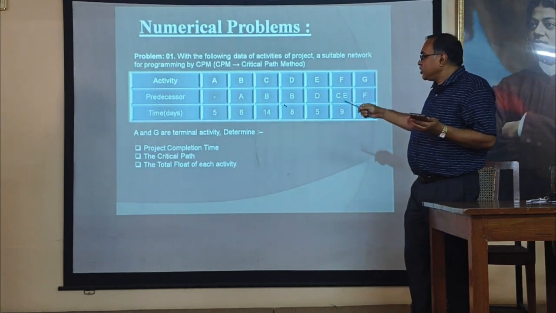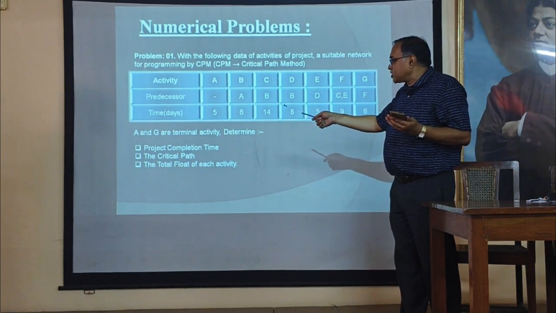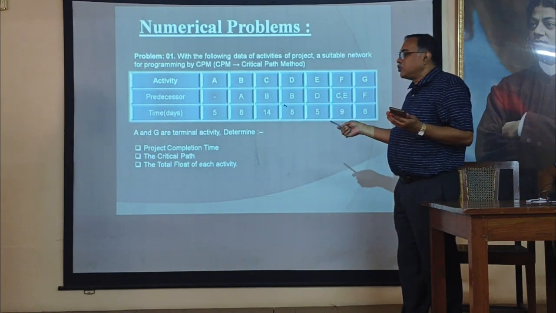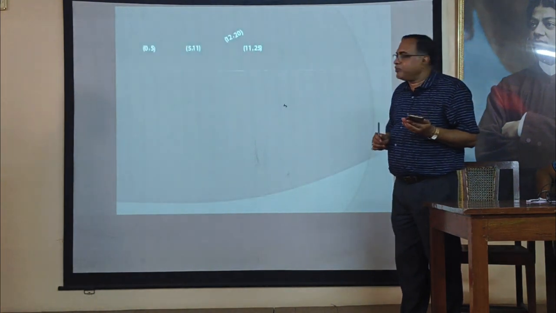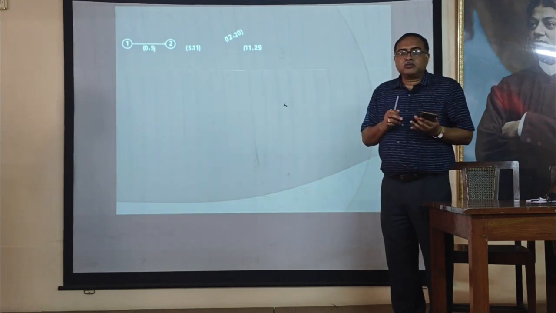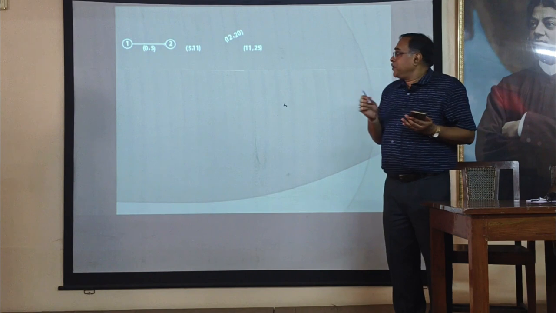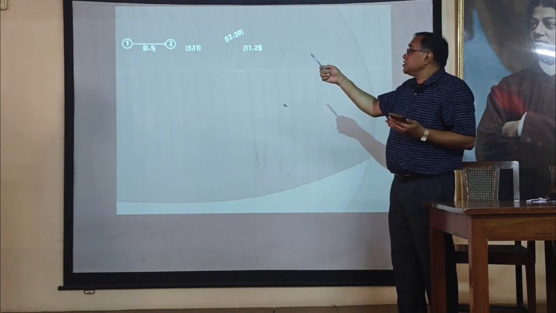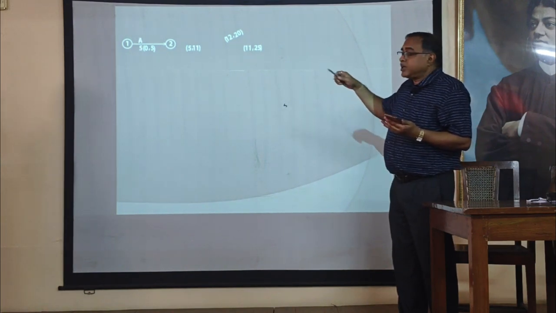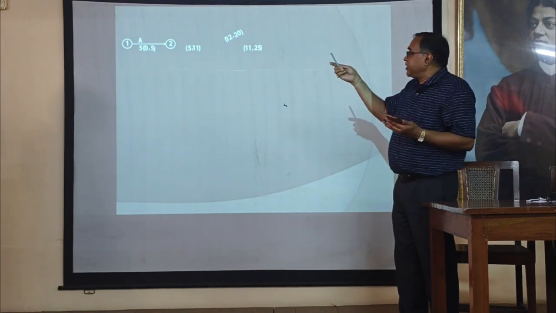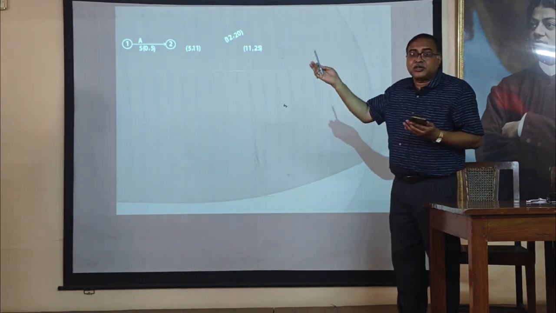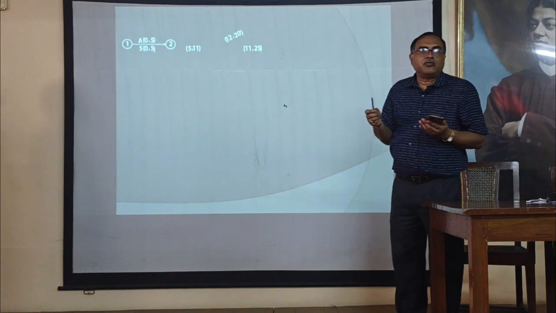Problem number one: we have to calculate our project completion time, the critical path, and the total float of each activity. This is the given problem. First, we have to draw the project network. We first put the starting event, that is event number one. Then event number two, we have completed, and then we put the name of the activity, that is A. Then we put our early start time and early finish time as given in our representation style of every activity.